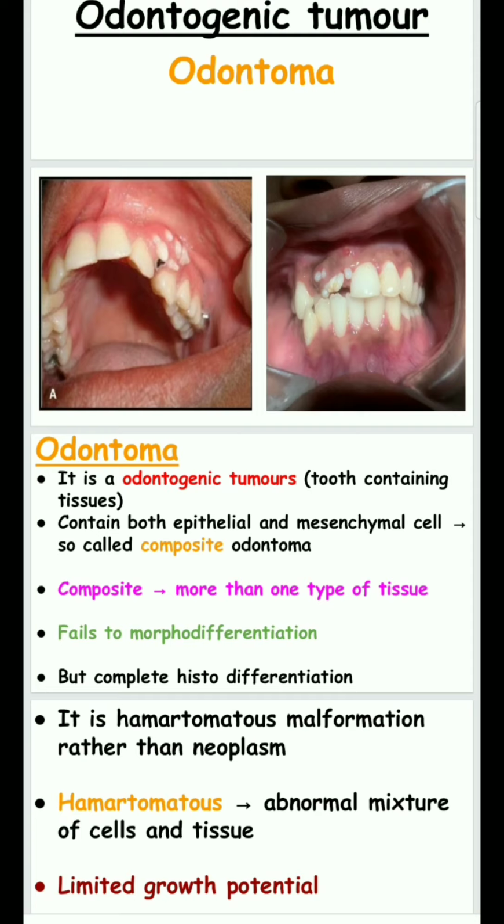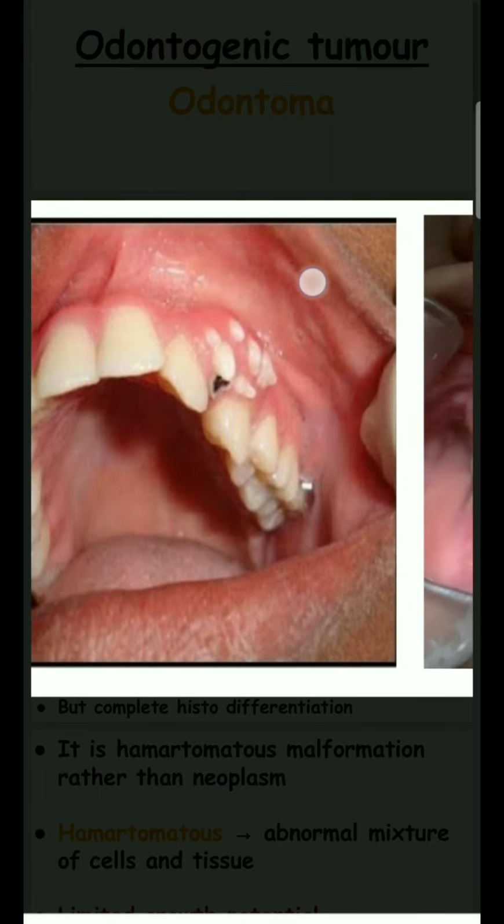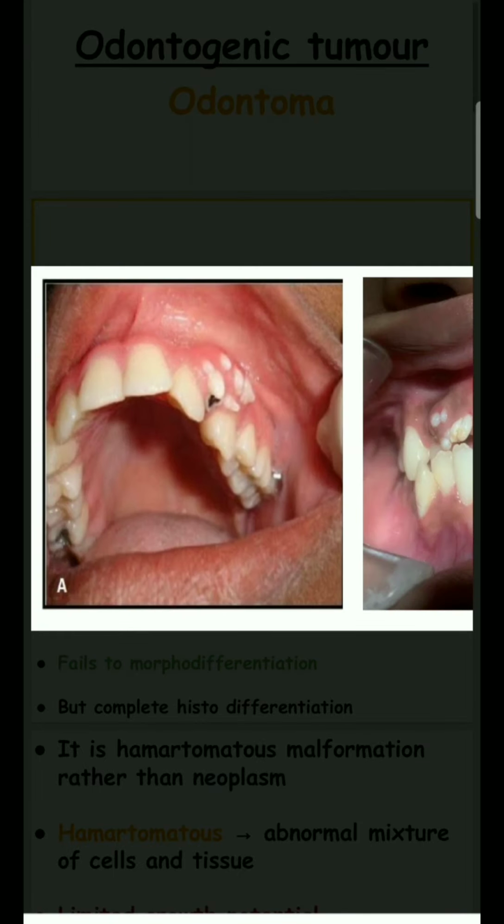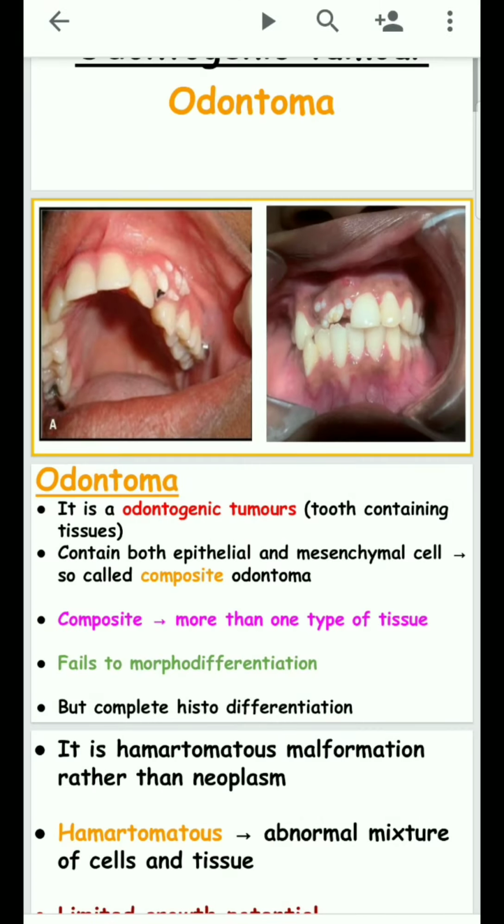Histodifferentiation means the complete formation of enamel, dentin, and pulp, but they are disorganized or misarranged, so it looks like it is not properly developed. The structures may sometimes be small and vary in pattern. It looks like this, small tooth-like structures.